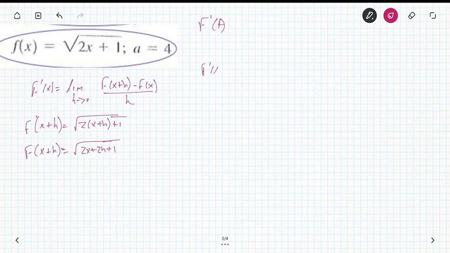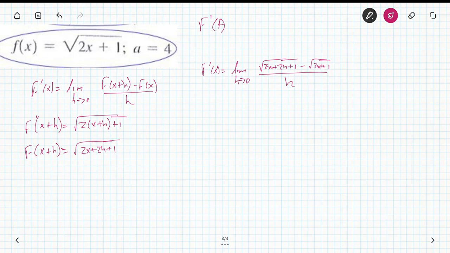So now we use this new expression and plug it into our formal definition. So f prime of x is going to be the limit as h approaches 0 of the square root of 2x plus 2h plus 1, and then minus the original, which is the square root of 2x plus 1. And then the whole thing is going to be over h.